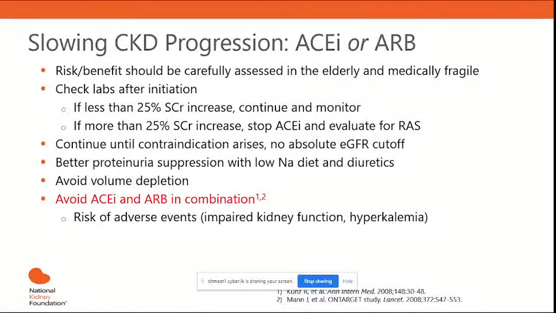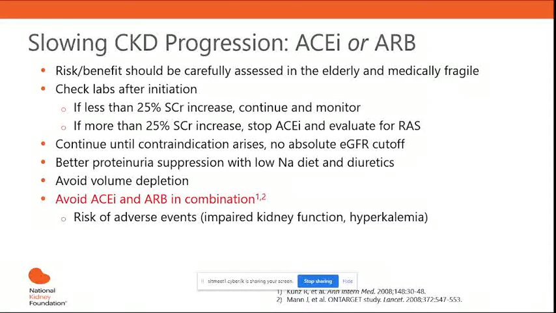You can use it as long as there is no contraindication. But when the patient has advanced CKD, the potassium can go up, and you may have to stop it. When you use an ACE inhibitor or ARB, proteinuria gets suppressed, but the suppression is better if you use a low sodium diet and diuretics. A low sodium diet and diuretics enhance the effect of the ACE inhibitor or ARB.